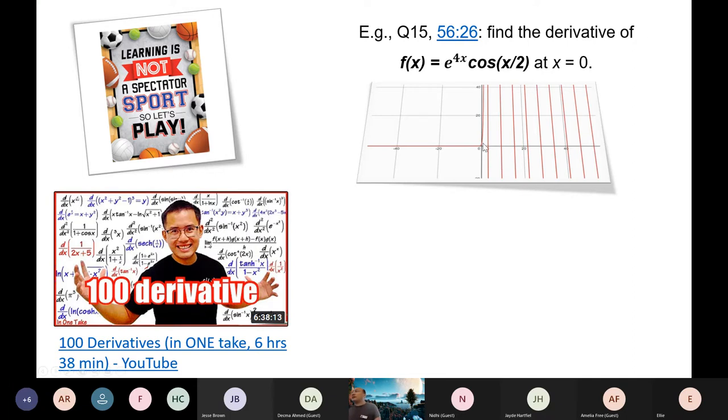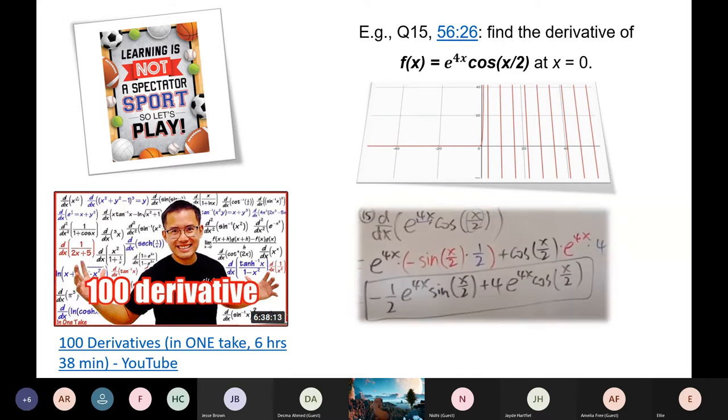Basically, we want to find the slope of the tangent line at this point, x equals 0. It's very hard to see, right? It's very hard to tell visually. So we have to use mathematics to do it properly. So basically, the first derivative of the function is like this.